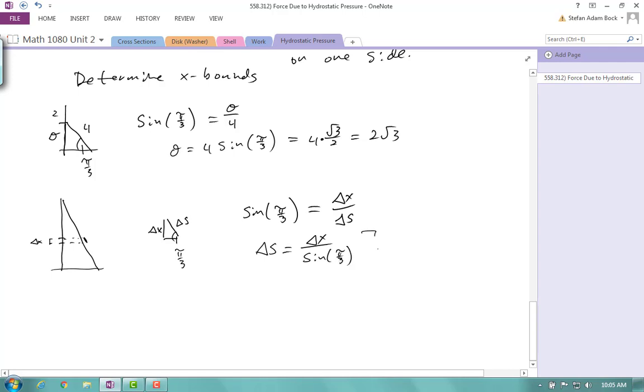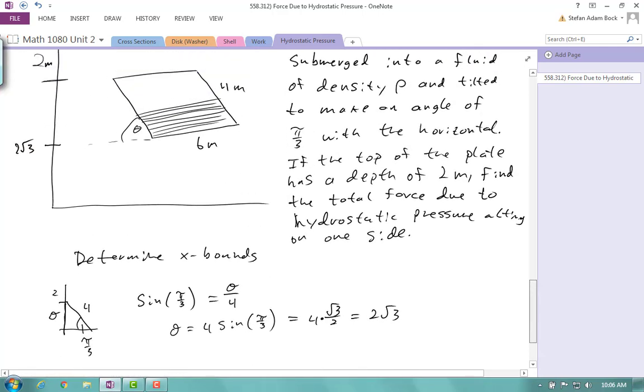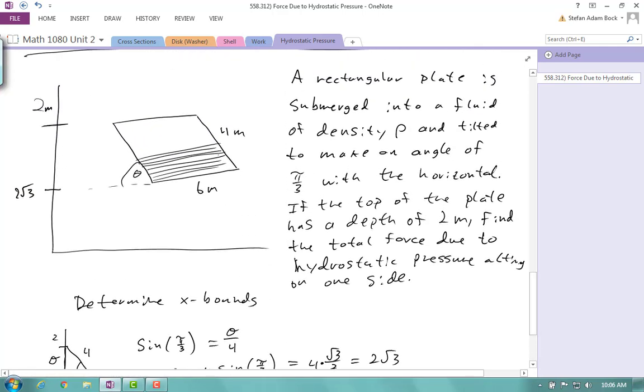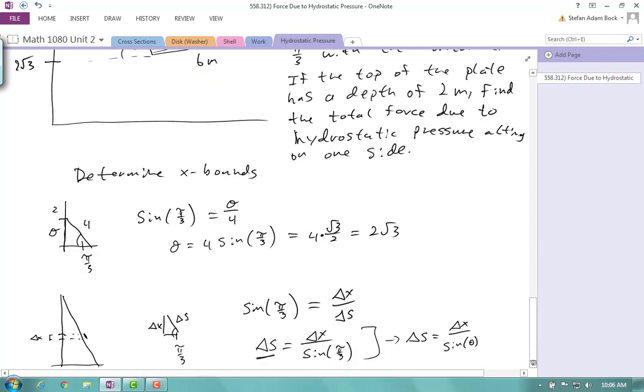And you can use this in general. If I have a tilted surface, my delta s will be delta x divided by the sine of the tilt angle. So this is the height of the strip I'm supposed to have. What is the width of the strip? Well, fortunately I have a rectangle, so the widths of my strips are all 6 meters.